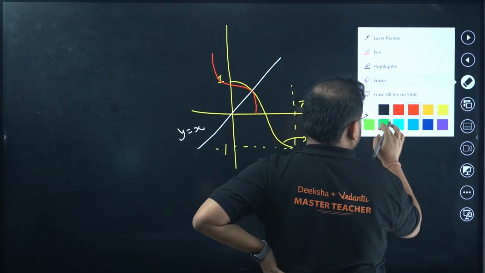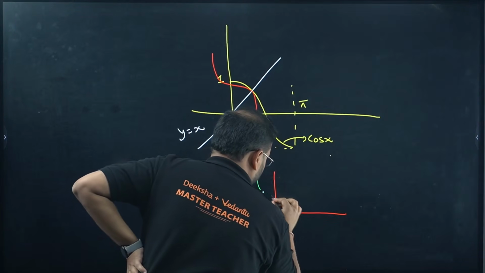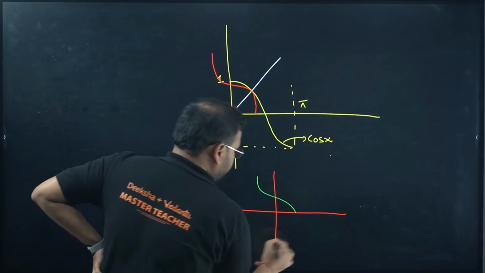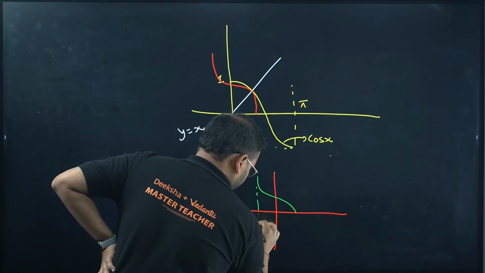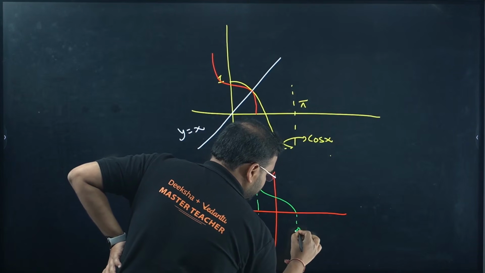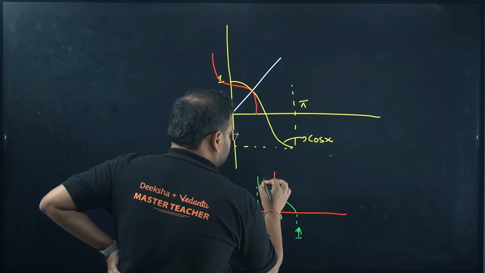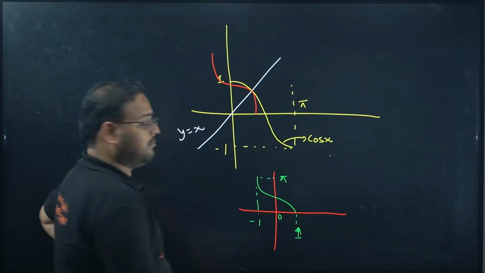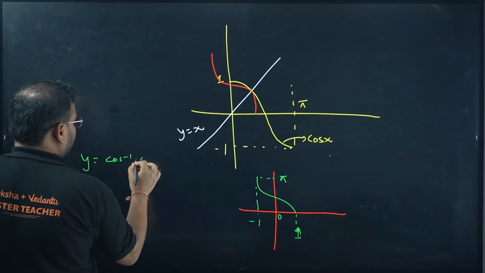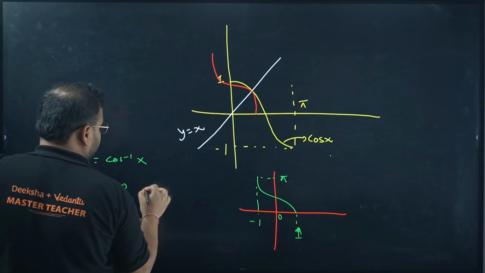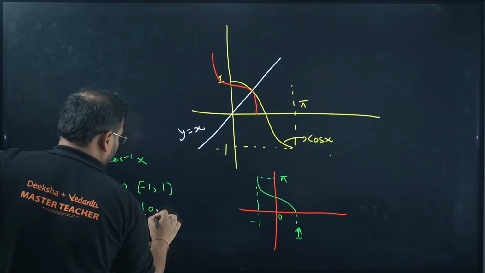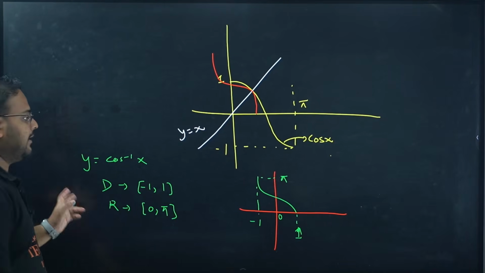I'll change this. Yeah, little bit better. This value will be what? Input is -1, output is +1, and this is going to be 0. This will be pi. So my domain for y equal to cos inverse of x is the same, -1 to 1, and my range is 0 to pi. Everything is explained over here.